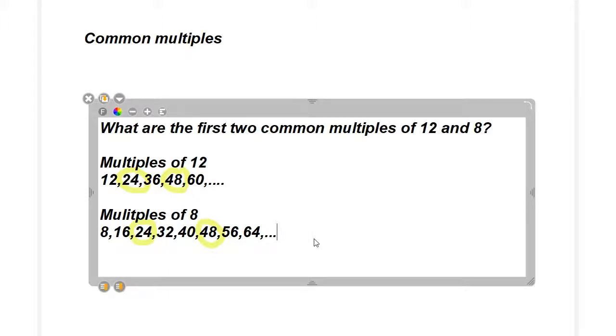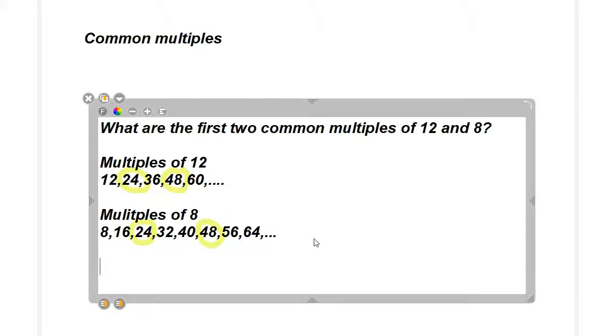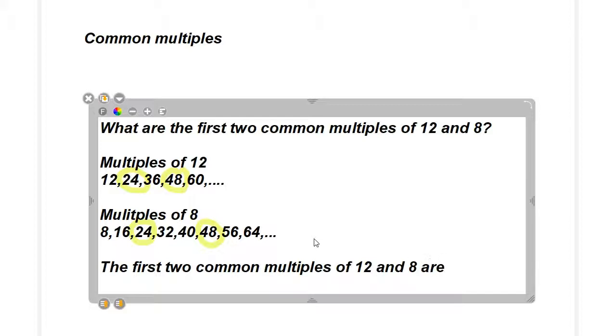So the answer to this will be: the first two common multiples of 12 and 8 are 24 and 48. Okay, that's about it for common multiples.